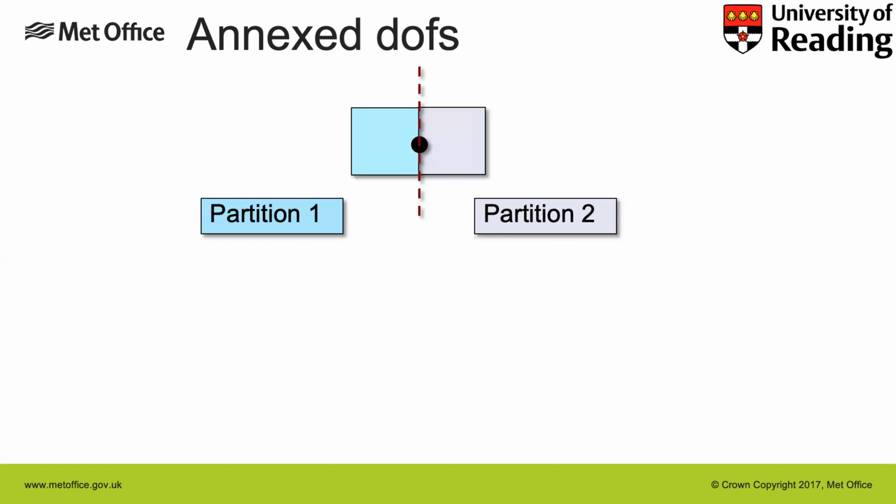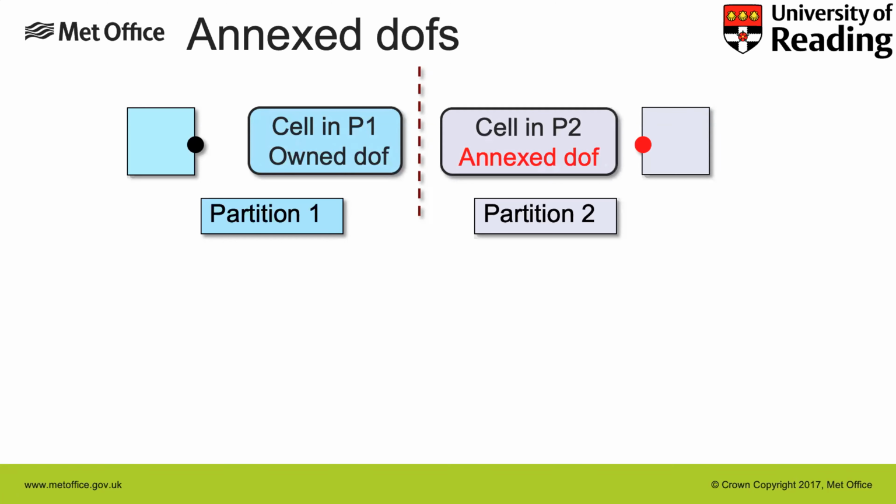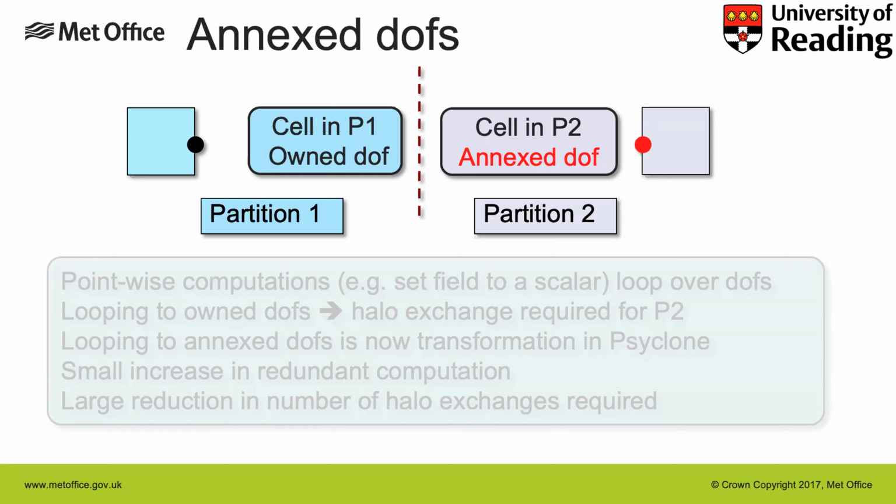But we can look at other transformations. There's something I talked about: the degrees of freedom. So here is a shared degree of freedom that belongs to cells that are then partitioned. Okay, so we have partition 1 and partition 2. Here, if we're looking down onto the mesh, this degree of freedom that lives on the edge or the face is shared by both cells. But this is partitioned, and so the cell in partition 1 owns the degree of freedom, and the cell in partition 2 has a copy of that information. So it's called an annexed degree of freedom.